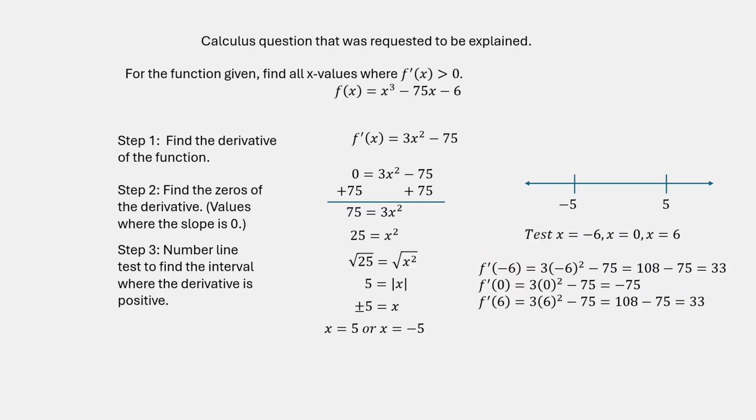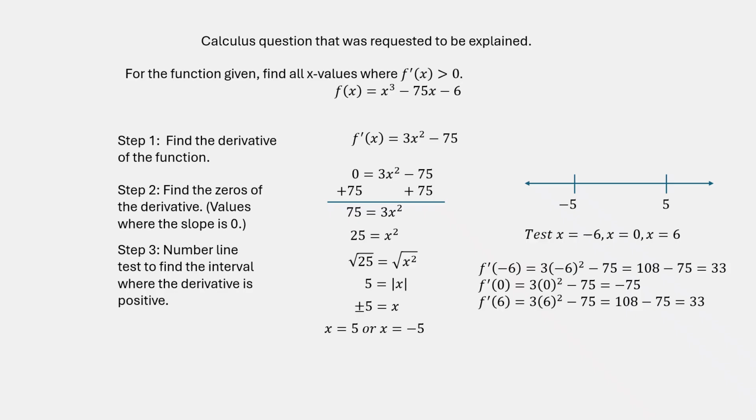I substitute that in. Basic math calculations, I get 33 for negative 6. And I plug in 0, I get negative 75. When I substitute 6, again, 33. When we square a number, it gets rid of the negative sign. So squaring a negative 6 gives you the same thing as squaring a 6.